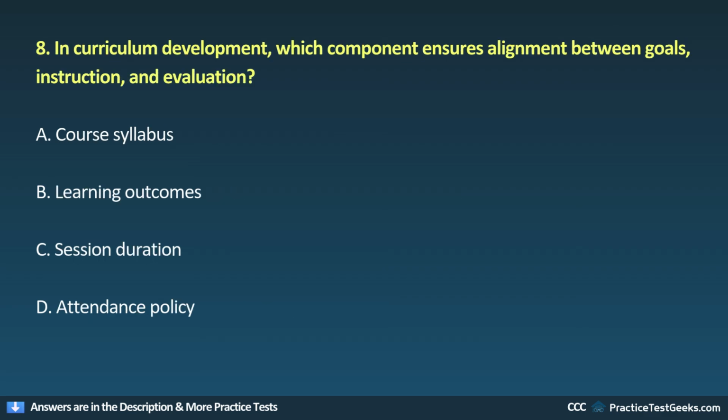8. In curriculum development, which component ensures alignment between goals, instruction, and evaluation? A. Course syllabus. B. Learning outcomes. C. Session duration. D. Attendance policy.